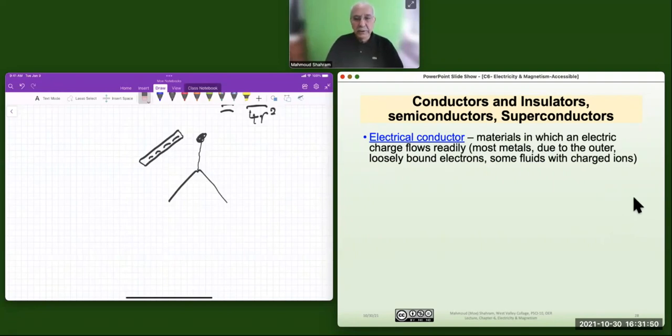Well, charges can move easily through conductors. Now, conductors are mostly metals, and they can easily let the charges move around.